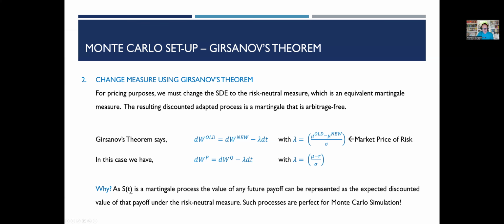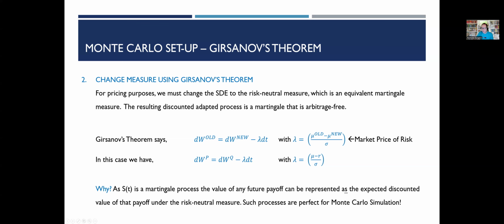So why are we doing all this? Because S_T is a martingale process. When we make this change of measure into the risk neutral measure, we'll have a martingale process, and that allows us to price the future payoff of an option as the expected discounted value of that payoff under the risk neutral measure. And such a process is perfect for Monte Carlo simulation.